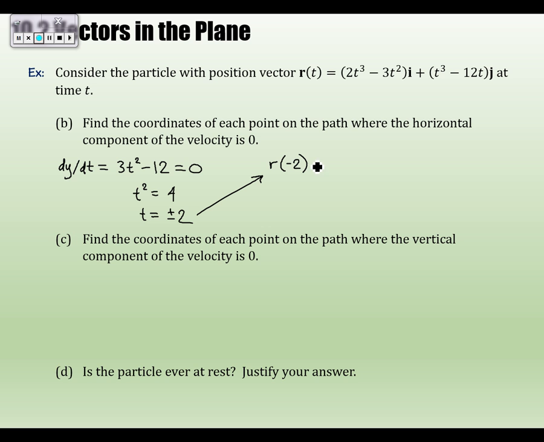So r of negative 2 is something. I don't know, plug it in. And r of 2 is something. Plug it in. Negative 16 minus 12. Negative 16 minus 12. Is that right? The negative 28? Yeah.